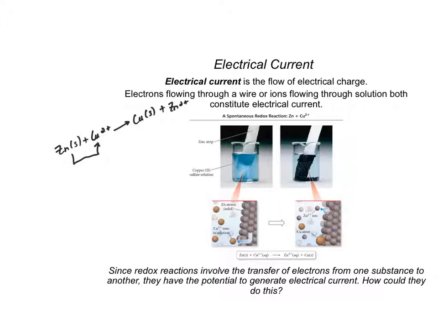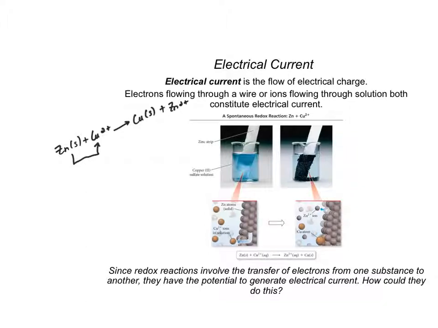Where else do we see movement of electrons? Not in chemistry, but in the normal everyday, real life world. Electricity, right? Electricity is the movement of electrons. So, because we actually see the transfer of electrons in redox reactions, they have the potential to generate electricity or to generate electrical current.